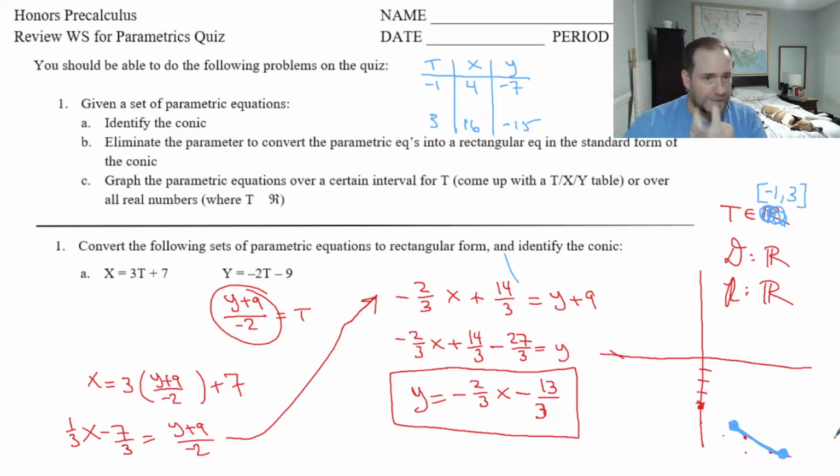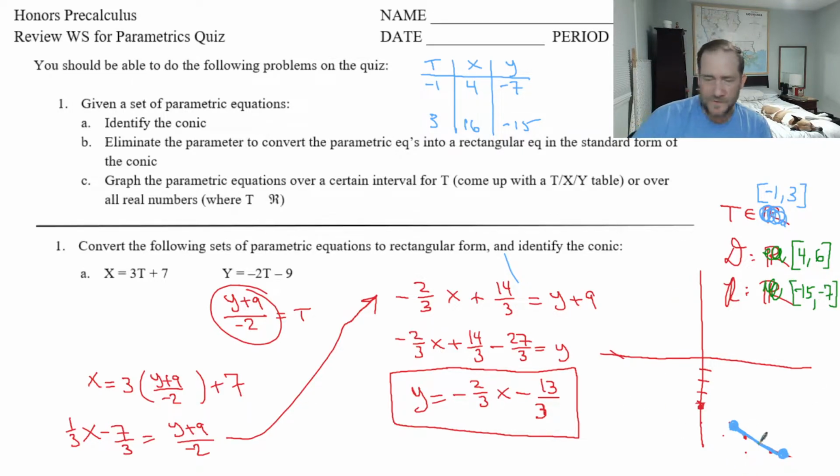But now suddenly, on a restricted interval of t values, you'd get a graph that's restricted, would only see a line segment instead of a line. And that means the domain and range would have to be based on our restricted t values as well. So it wouldn't be all reals. It would be x is running from 4 to 6, inclusive. And it would be y values running from -15 to -7.